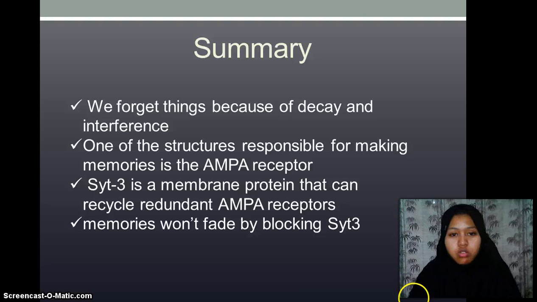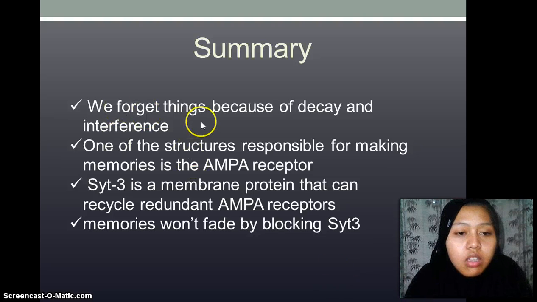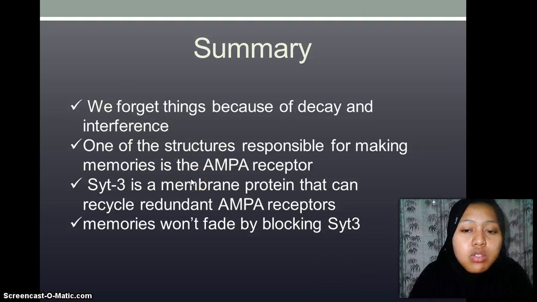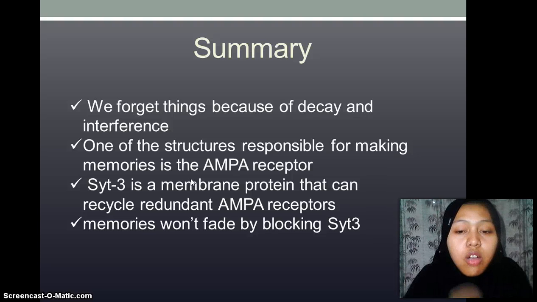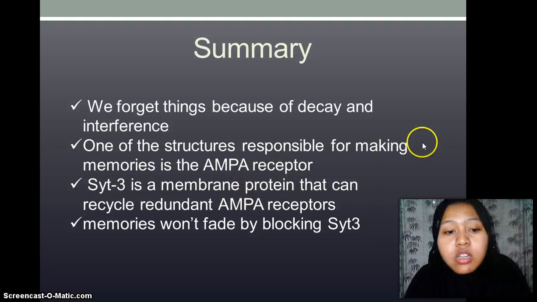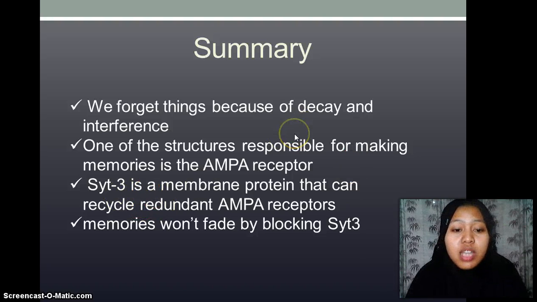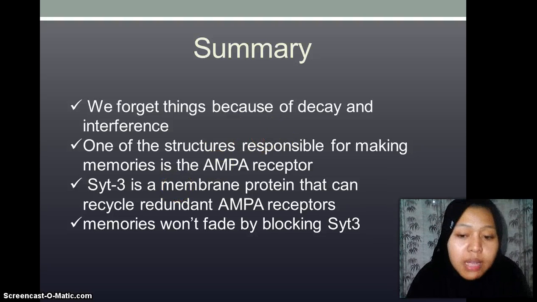The summary. We forget things because of decay and interference. And then one of the structures responsible for making memories is the AMPA receptor in the neurons. C3 is a membrane protein that can recycle redundant AMPA receptors. Memories won't fade by blocking C3.